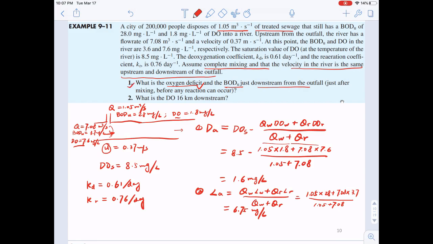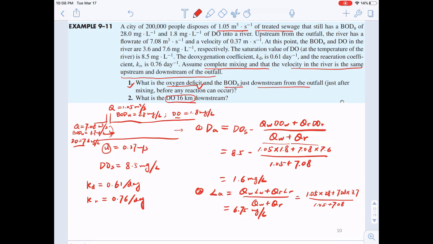For the second problem, it is asking what is the dissolved oxygen 16 kilometers downstream. As we have introduced in class, this is a more logical way of asking the question. Instead of asking what is the dissolved oxygen 1 day downstream of the polluted water being dumped, we normally care about the dissolved oxygen at a certain location. So we need to convert this distance information into time information and use the solution for the DO sag curve.